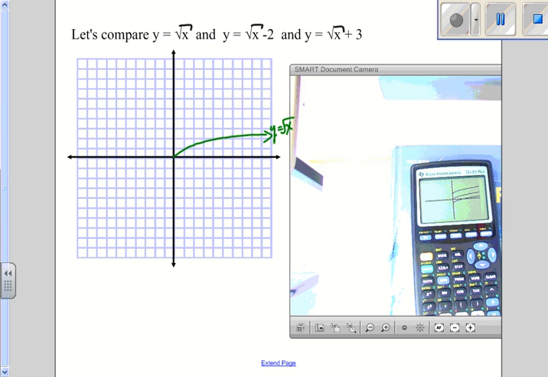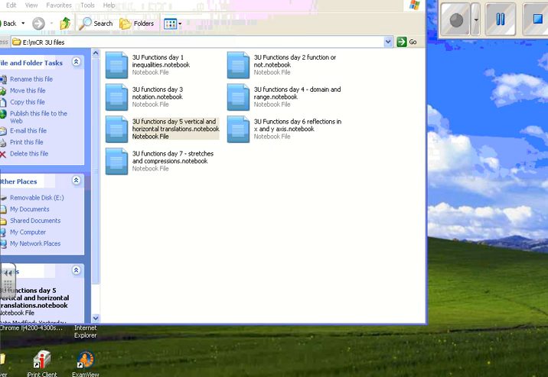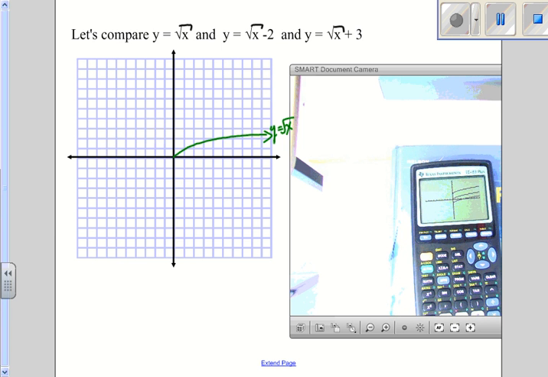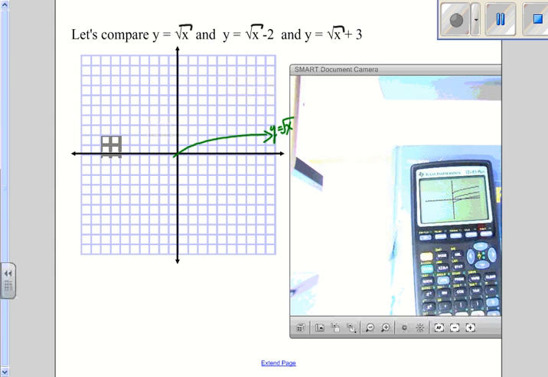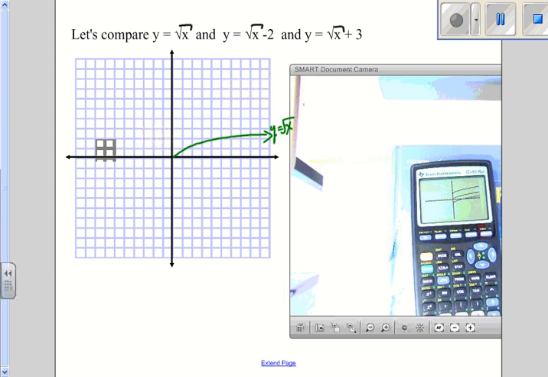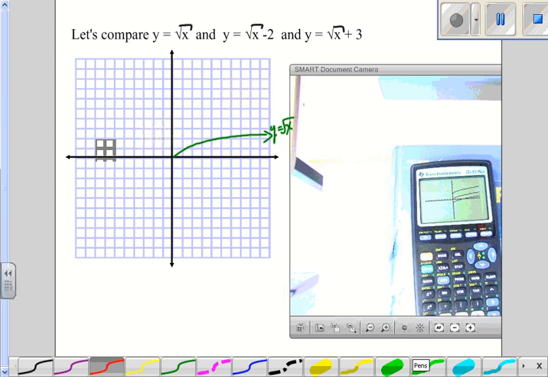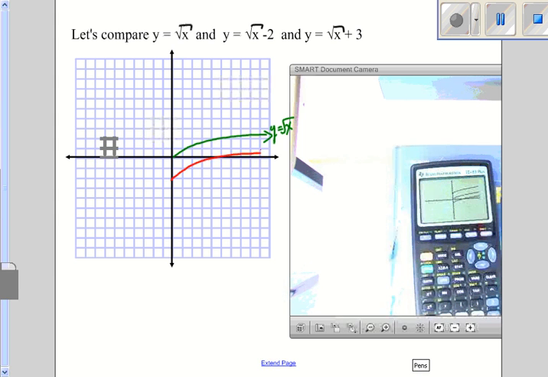The square root of x minus 2 was the second one we did. And it, oddly enough, was 2 lower. Y equals square root of x minus 2. The last one we did was that y equals the square root of x plus 3. Oddly enough, it hits the y line at 3. Interesting.